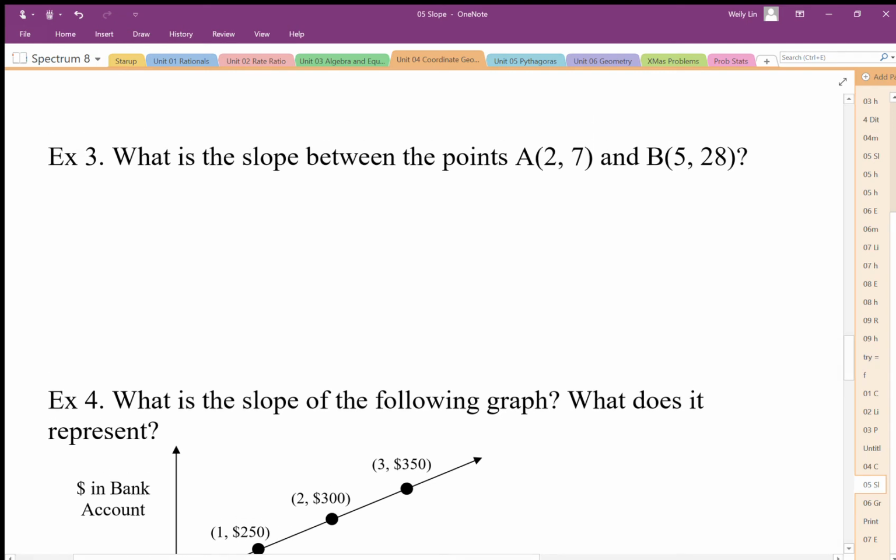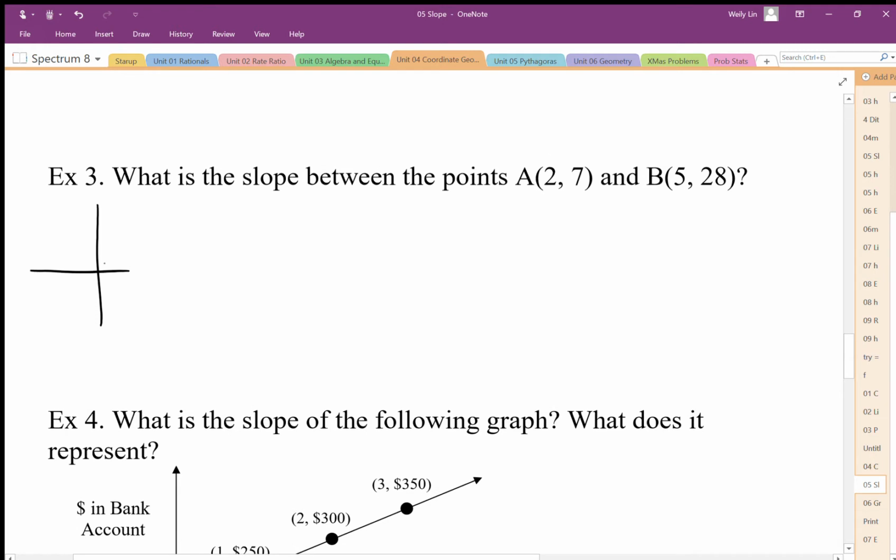So when we're giving coordinates like this, it's always a good idea to be able to sketch a picture. Okay, so I'm just going to sketch a quick diagram here. (2, 7), maybe somewhere around here, and (5, 28), maybe somewhere around here. Okay, it's going to go up like that. So I know that slope's probably going to be positive, and I really want to have my rise and run. So I'm going to draw my slope triangle here.